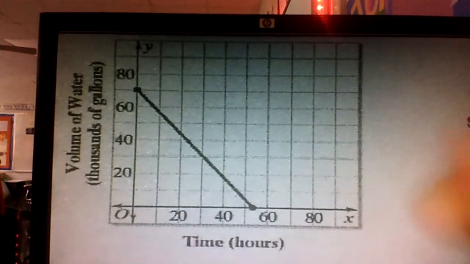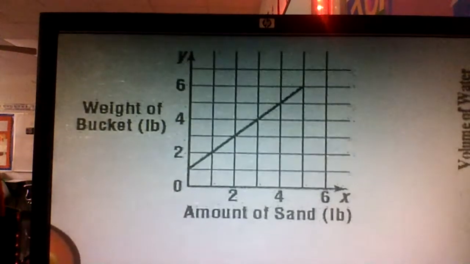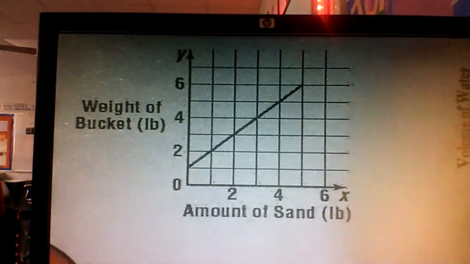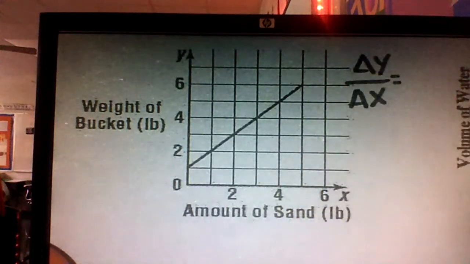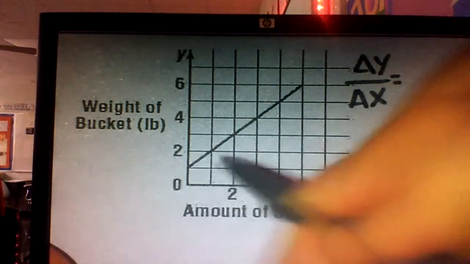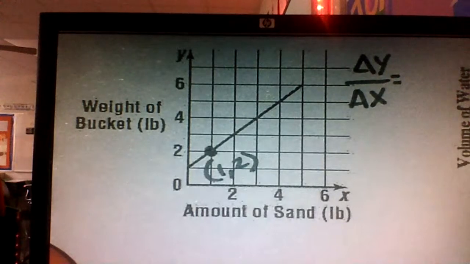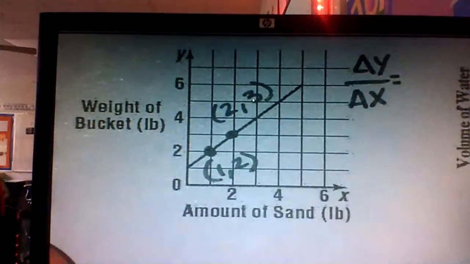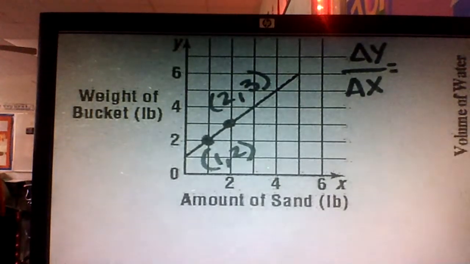Okay, this one doesn't give us 2 points. Whoops, wrong one, my bad. Right here. This one doesn't give us 2 points, so we have to pick 2 points. 1 comma 2, okay. And 2 comma 3. 2 comma 3 and 1 comma 2.